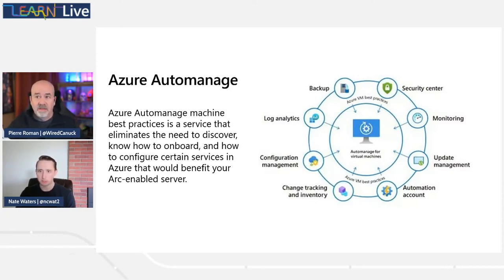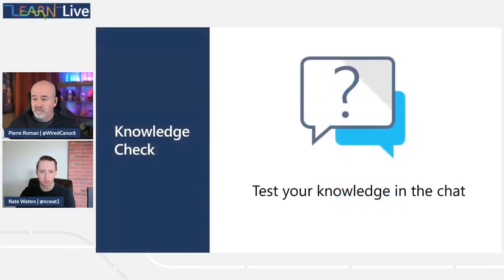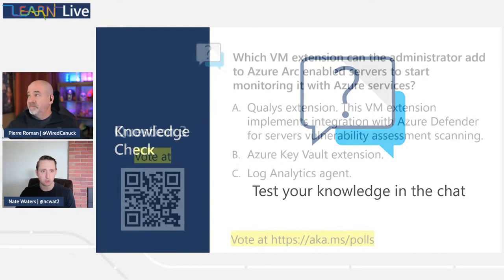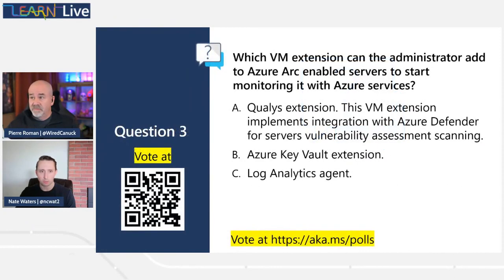And I think that also brings us to our knowledge test. So as we finish up this portion of the Learn module, let's get to our first question, which is: which VM extension can the administrator add to Azure Arc-enabled servers to start monitoring them with Azure services? Pierre, what do you think here?